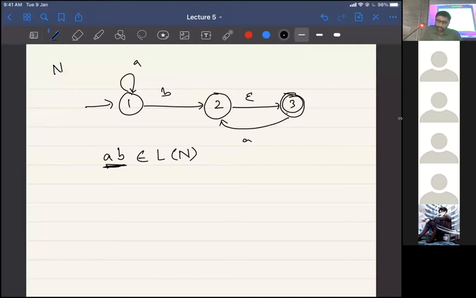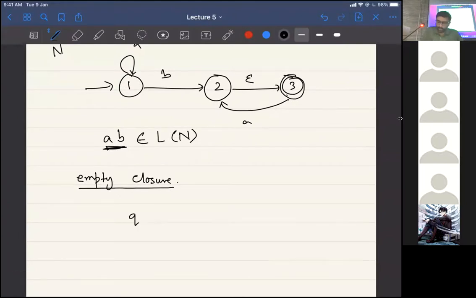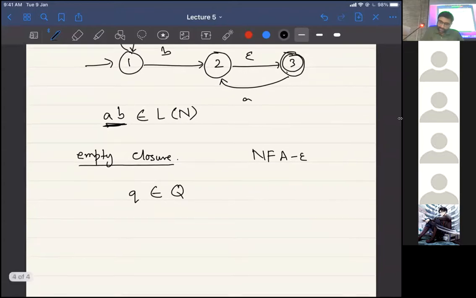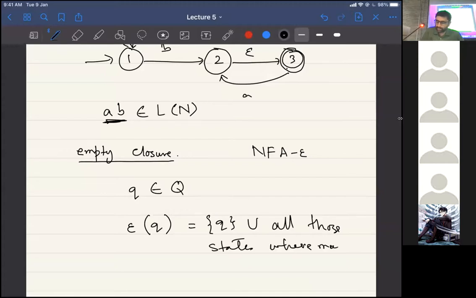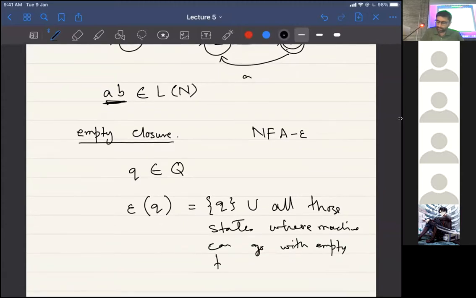So this is important. What we need to know is called the empty closure. Empty closure is a concept which says that suppose I have a state Q, and we are talking about NFA with empty transitions. So suppose there is a state Q, small Q in our NFA. Then we define the empty closure of a state Q. Empty closure of state Q is Q itself plus union all those states where the machine can go with empty transitions.